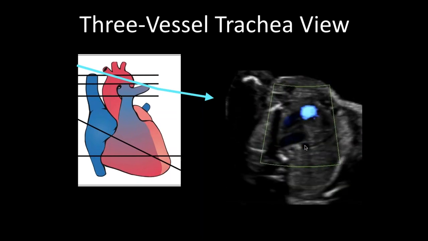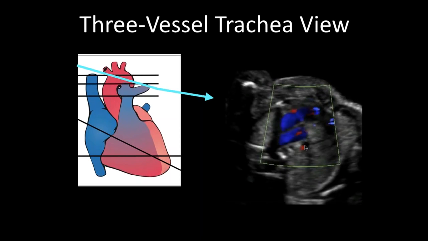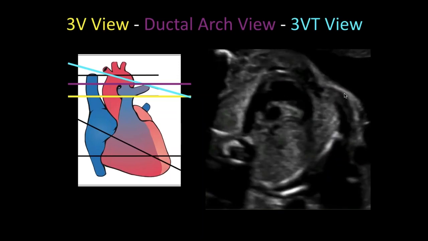So these are the various planes in the upper chest of the fetus that I want to share with you, and how important those views are. This clip shows you going from the three-vessel view to the ductal arch to the three-vessel trachea view. And what I want you to focus on is the rotation in the fetal chest that it involves to get to the three-vessel trachea view.